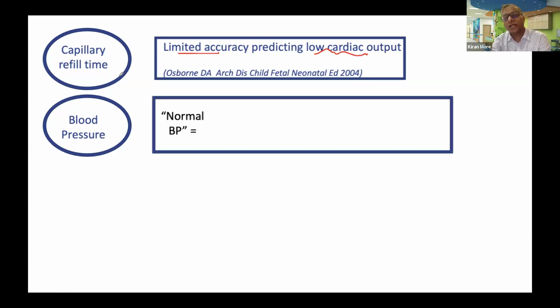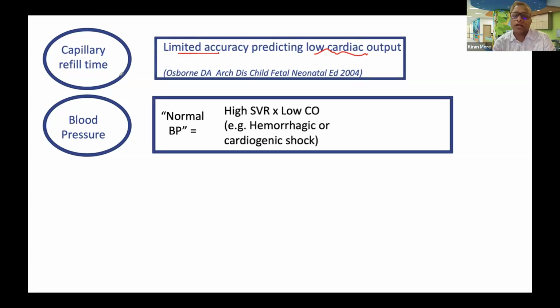Blood pressure also, unfortunately, may not tell you the whole story, because it might be normal in the presence of a severe cardiogenic shock, a compensated shock or a hemorrhagic shock. In these cases, your cardiac output might be low, but babies will have a high SVR and will compensate to produce a normal blood pressure. So you might be fooled that there is nothing going on, but the baby is actually decompensating.